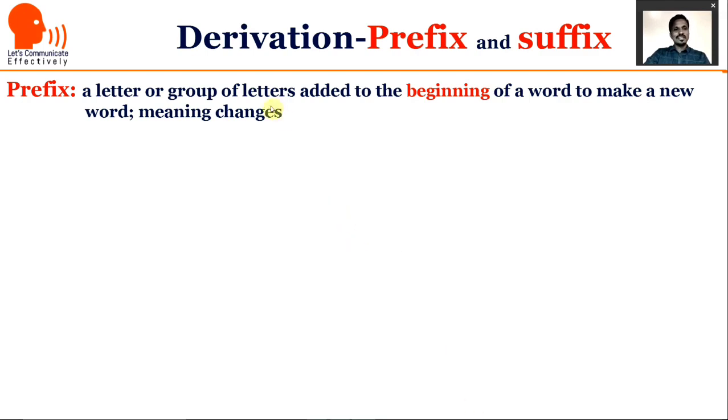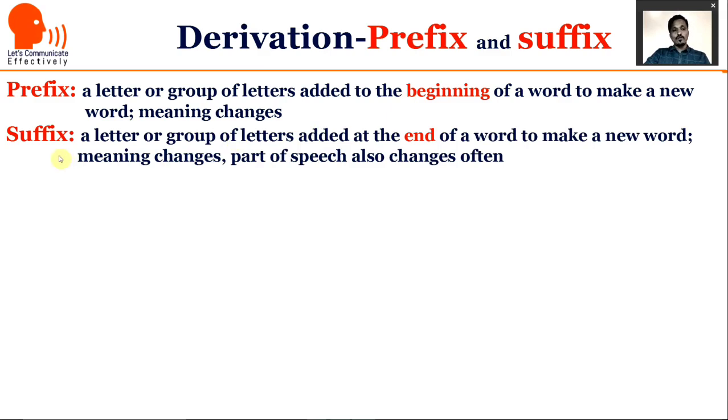What is a prefix? It is a letter or group of letters added to the beginning of a word to make a new word. The meaning changes when you add it. The part of speech may or may not change. What is a suffix? A letter or group of letters added at the end of a word to make a new word. The meaning changes, and the part of speech also changes most of the time. So a prefix is added before the word, a suffix is added after the word, and a new word is formed.